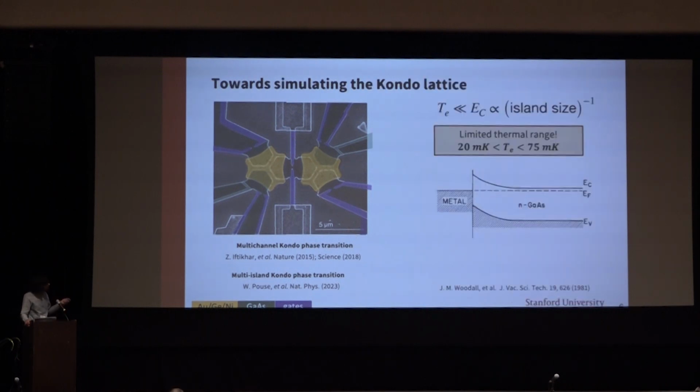Now, for any of this to work, we need to be at temperatures that are much lower than the charging energy of the system, which is of course inversely proportional to the island size. As you may notice, these islands are rather huge here, and that's because gallium arsenide forms a Schottky barrier with any metal, and it's very difficult to make smaller ohmic islands on gallium arsenide. But it's long been known that there is this other III-V material, indium arsenide, where the Fermi level is pinned above the conduction band minimum at the surface, and it provides a pathway for making these smaller islands, boosting up the charging energy, and studying these Kondo phase transitions over a broader thermal range.